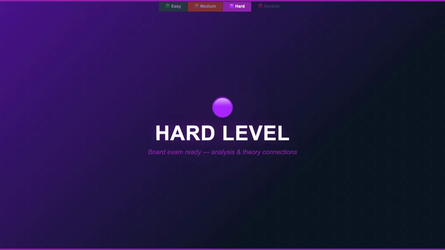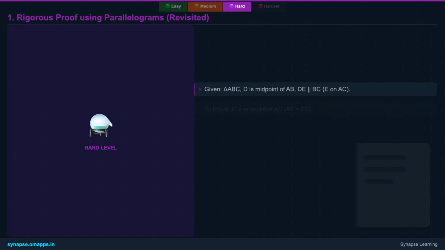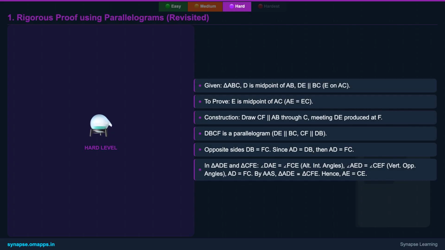Alright, geometry enthusiasts, it's time to step up our game. Let's explore the converse midpoint theorem with more advanced insights and connections. We'll revisit the rigorous proof, focusing on how the construction of a parallelogram DBCF is pivotal. By establishing DBCF as a parallelogram, we prove DB equals FC. Combined with D being the midpoint, this leads to AD equals FC. Then, using alternate interior angles and vertically opposite angles, we show triangles ADE and CFE are congruent by AAS.